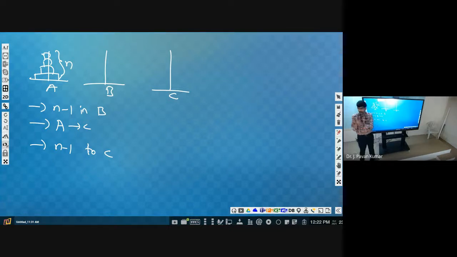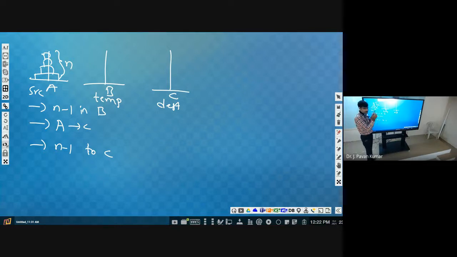In general, the problem is to move from A to C only. Source is A, destination is C. Why do we have B? In order to use this tower as the temporary tower. Understand? So in the problem setup itself, we have one temporary tower. Now source is there, destination is there, and temporary is there.